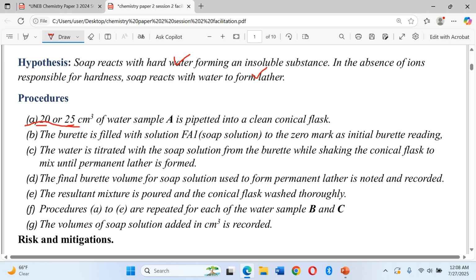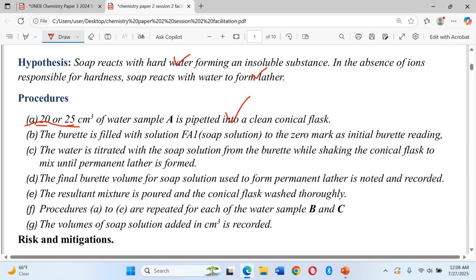So what does it tell us? That when you're carrying out this experiment, make sure you read the units on your pipette. Are the units on your pipette the 20 cubic centimeters, or are they 25 cubic centimeters? So the one you are using, use that, and you record only that you're using. So 25 cubic centimeters of water sample A is pipetted into a clean conical flask.